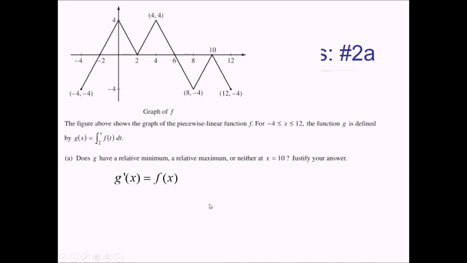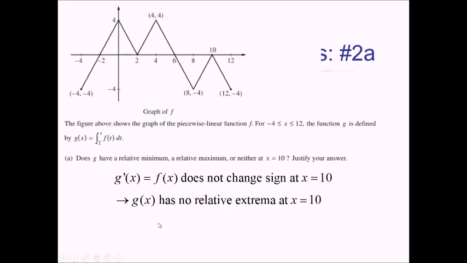So since f does not change sign at x equals 10, since g prime does not change sign at x equals 10, therefore g, the graph of g, which they didn't show us, has no relative extrema, no mins or maxes at x equals 10.